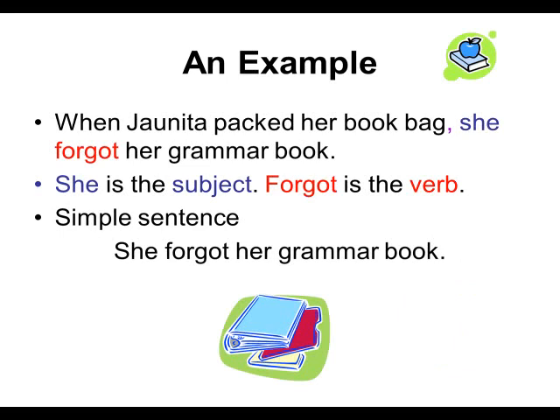Here's an example. When Juanita packed her book bag, she forgot her grammar book. The subject is she, and the verb is forgot. She forgot her grammar book is the simple sentence. When Juanita packed her book bag is extra information placed before this basic sentence. Therefore, it needs a comma after it. This particular rule does take some practice, but isolating the subject and verb will help you figure out if you have extra information that needs to be separated by a comma.